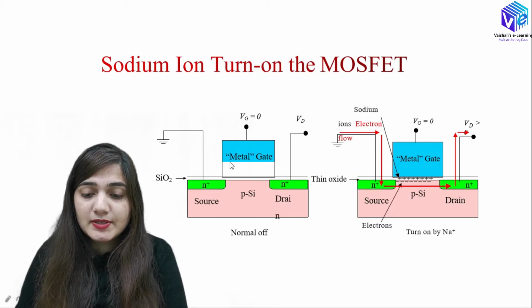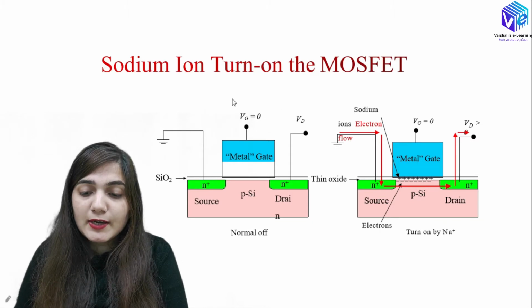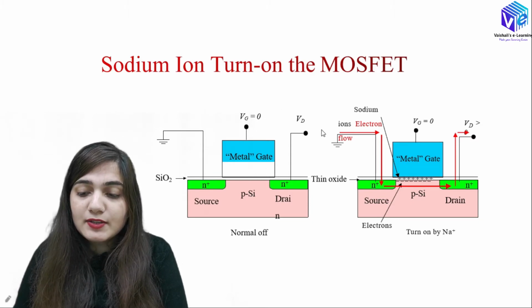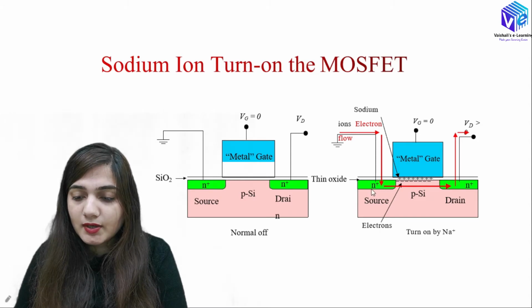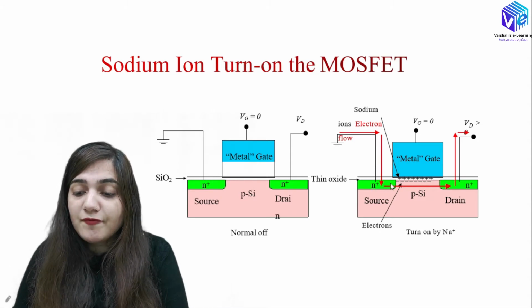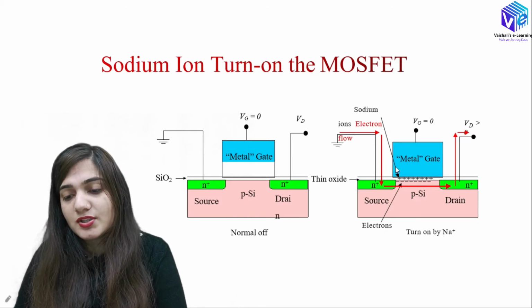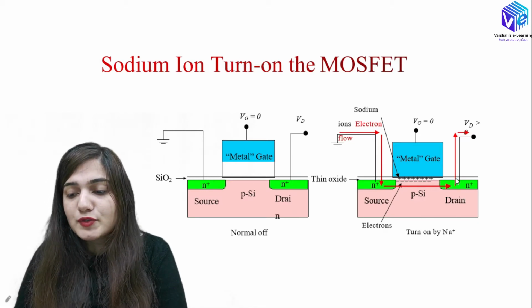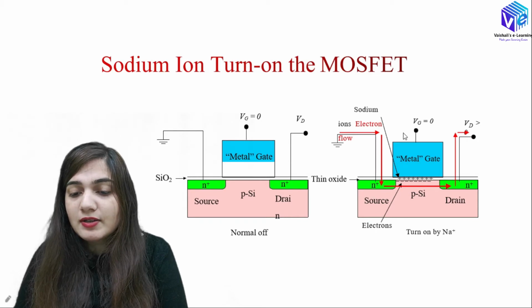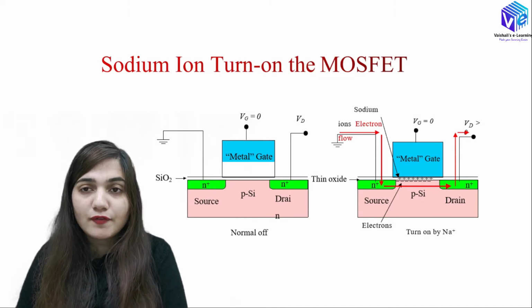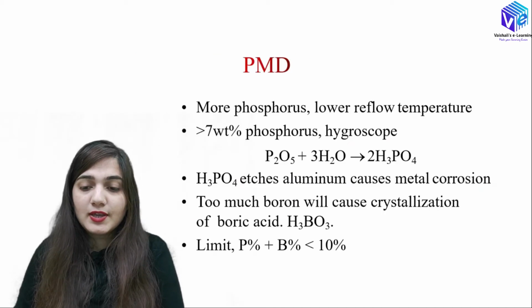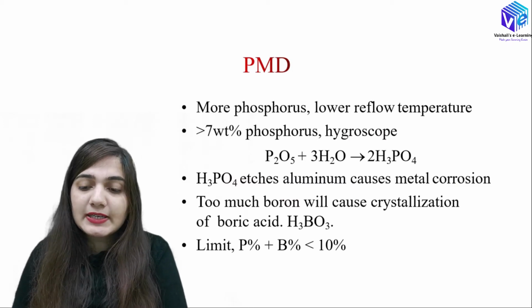So now here what happens? When I'm supplying the gate voltage here, and when the sodium ions are present, they are going to turn on the MOSFET. They are going to give the electrons from the source a way to reach the drain. So this is how the electrons will flow from source to drain, okay, even if the gate voltage is 0. Okay, so this is actually the turning on of the MOSFET. This we don't want. Okay, so now coming to the pre-metallic dielectric and the further things related with it.